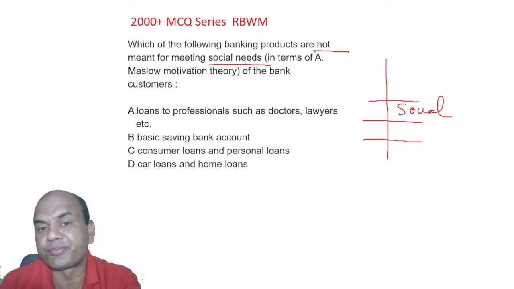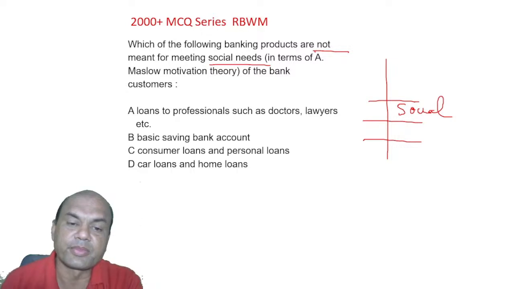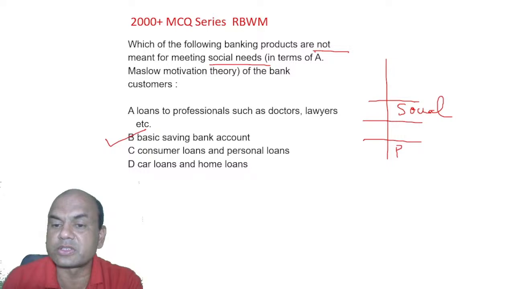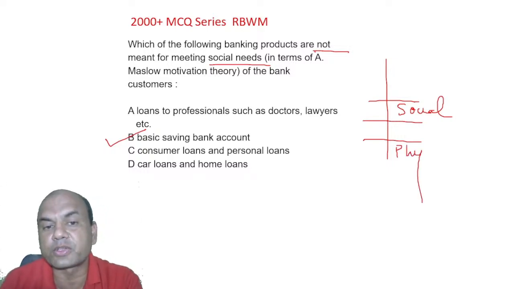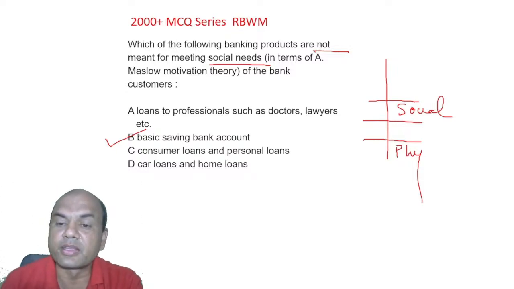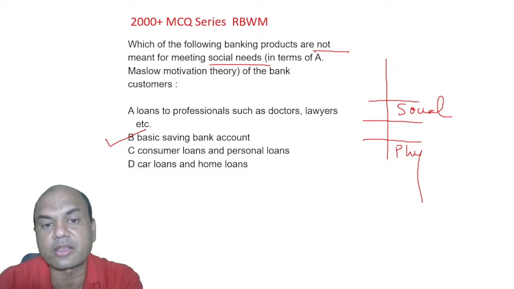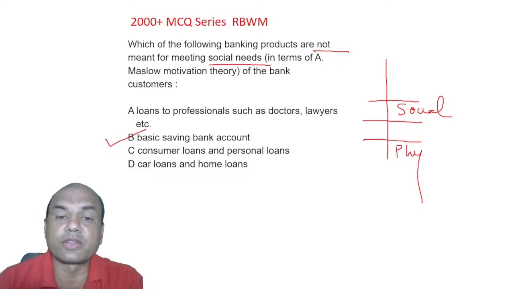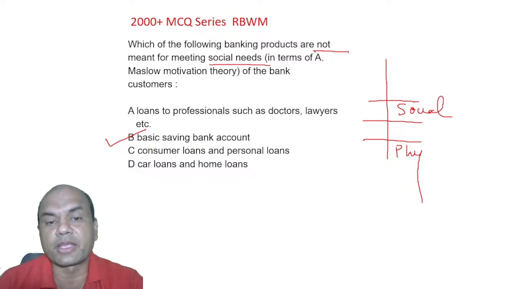So BSBA is for what? Basic savings bank account. This is for which type of person? It is for this physiological level, right? So that's why BSBA is not meant for social needs. BSBA is meant for physiological needs. You must understand Maslow's hierarchy very clearly, because it is one of the important hierarchies for designing products in banking.